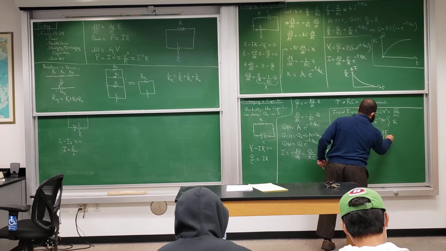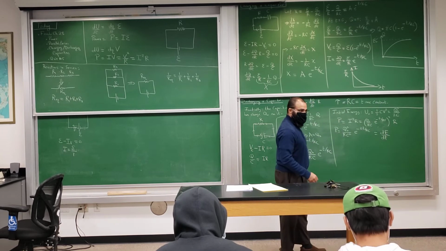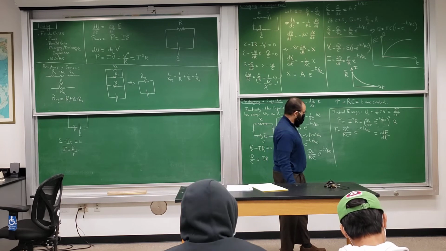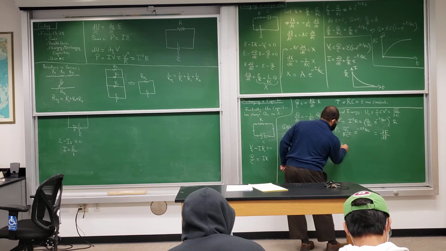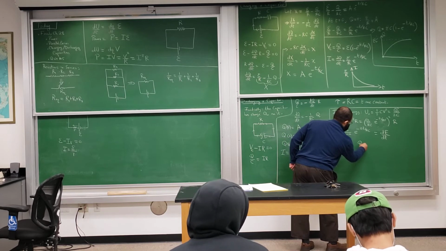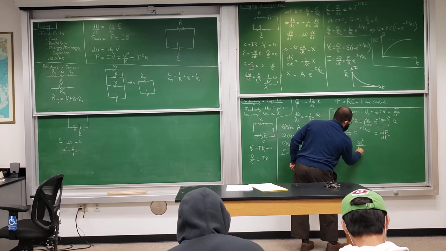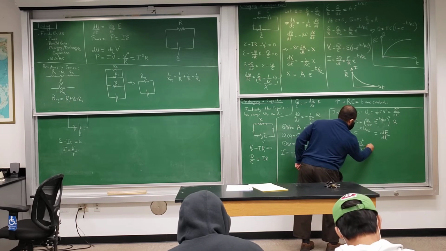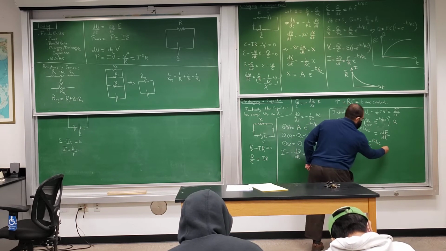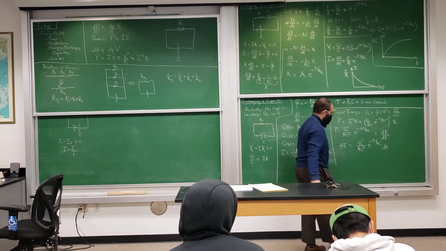So the question is, let's solve for dE and see what we get. Sum up all that energy given off and see if we get it back. So dE will equal Q0 squared over R C squared e to the minus 2t over RC dt. That's dE.